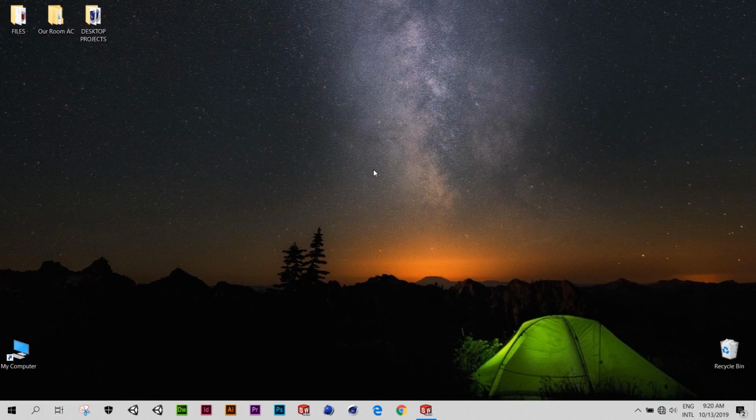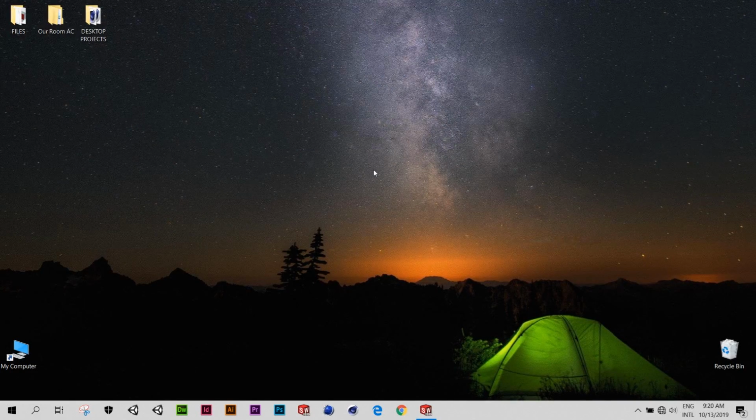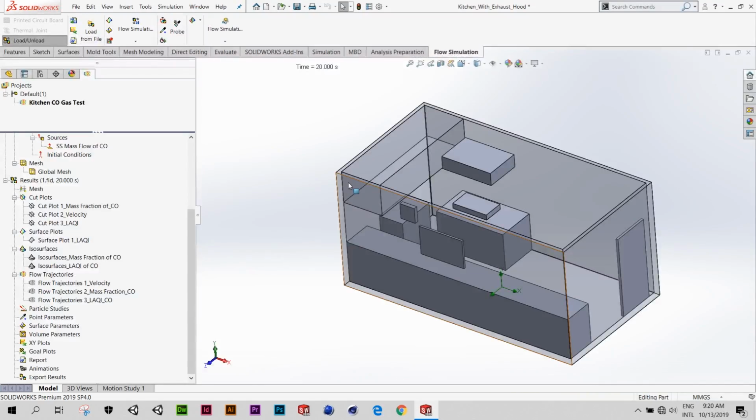Hi, today I will be testing a kitchen, specifically on carbon monoxide from the stove. I will check how efficient the exhaust fan in the kitchen is in removing this carbon monoxide. I will be using a SolidWorks Flow Simulation. Now we will open SolidWorks.